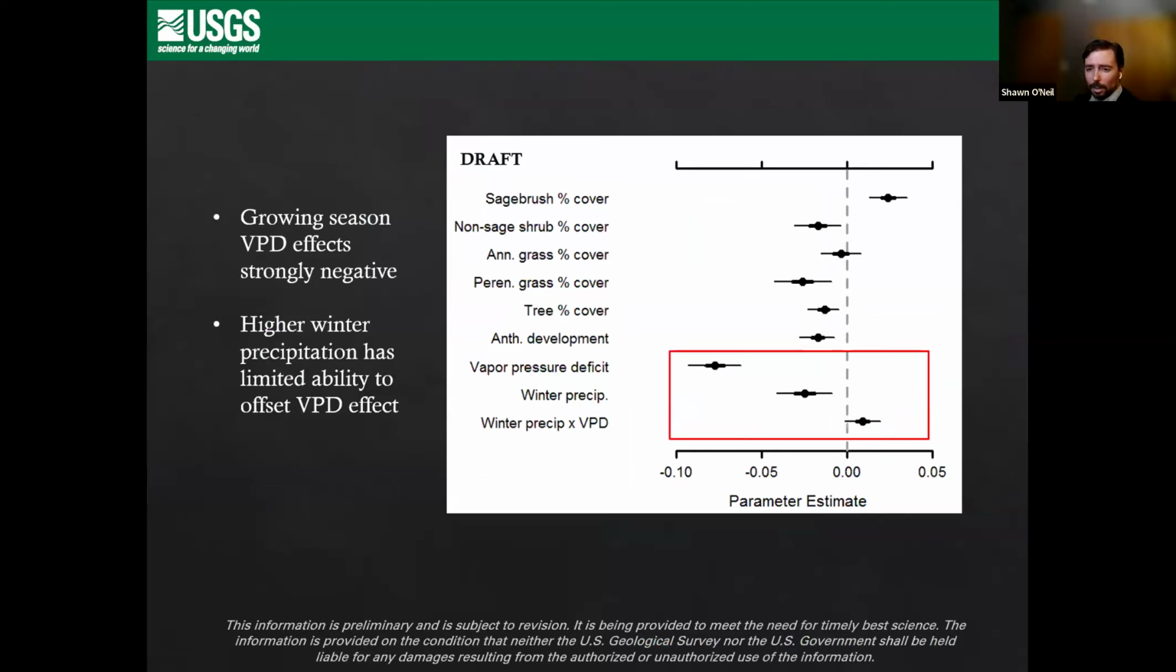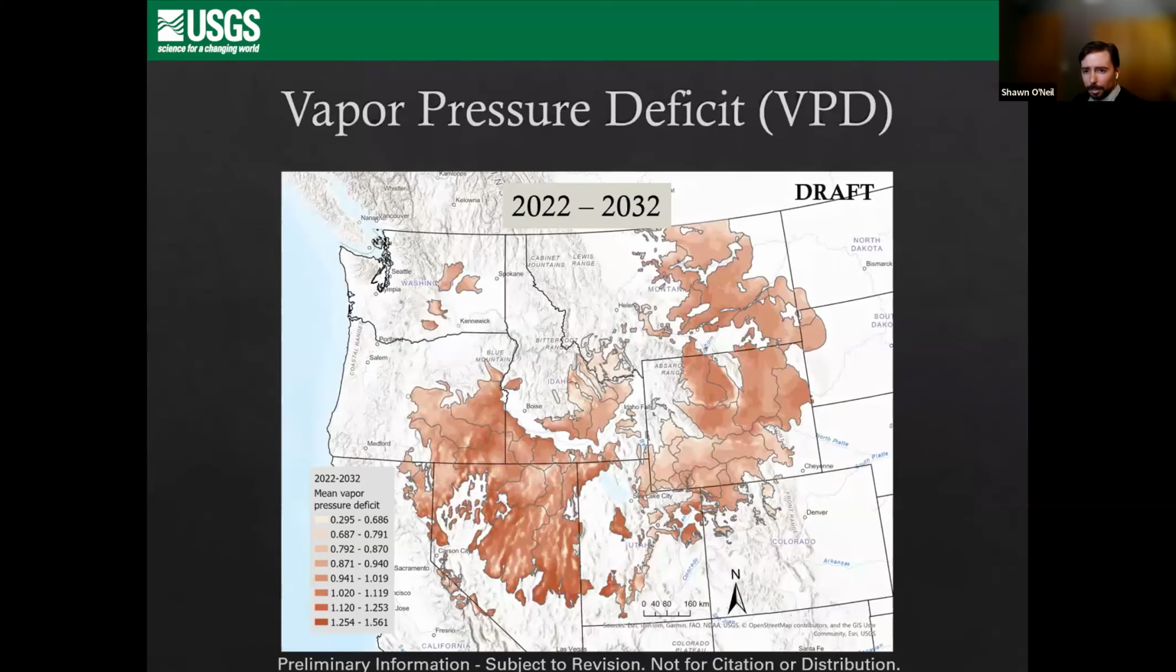The results are suggesting a strong negative relationship between growing season VPD and sage-grouse population growth. Winter precip also overall had a negative effect, but the interaction was positive, so there's potentially some offset that winter precip could have, but probably isn't much of an effect there overall.